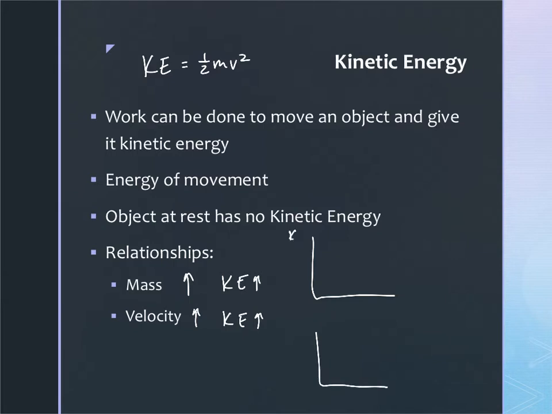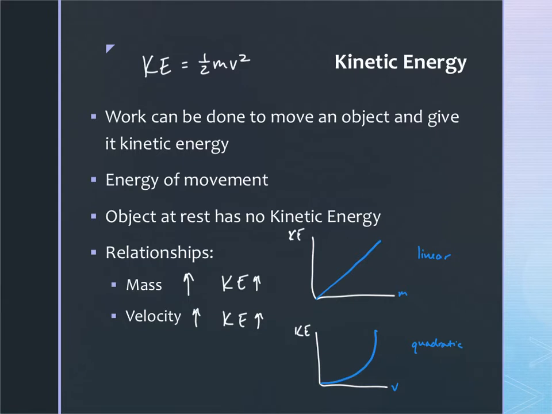And you'll see why. Look at the equation. Notice that mass has no exponent. If you increase the mass, so does the kinetic energy at the same constant rate. So it's a linear relationship. Velocity, on the other hand, has an exponent. So if you increase the velocity, the kinetic energy increases exponentially. This is the quadratic relationship.